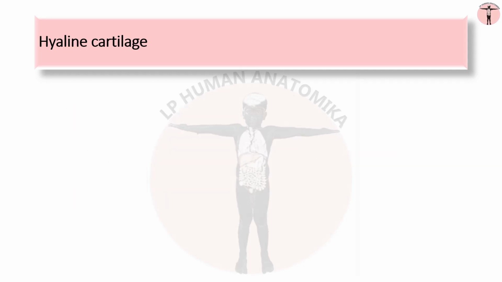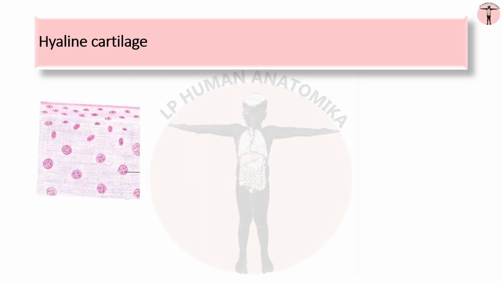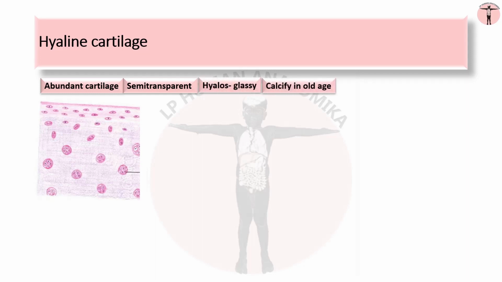Hyaline cartilage is the most abundant type of cartilage in the body, appears whitish blue and semi-transparent in gross appearance. It gets its name because it is transparent. Hyalos means glossy. Hyaline cartilage might calcify during old age, the most affected being costal and large laryngeal cartilages. Articular cartilage, a type of hyaline cartilage without perichondrium, remains as cartilage throughout life.